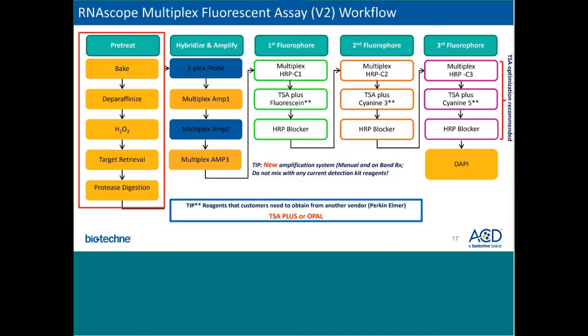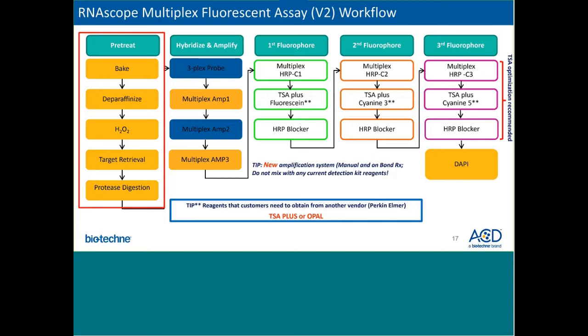Here's a more detailed workflow for the multiplex fluorescent V2 assay. Similar to the previous workflow diagrams, pretreatment is completed first, followed by the target probe hybridization and subsequent amplification steps. This differs from the previous multiplex fluorescent assay, as each channel is developed sequentially. The AMP1, 2, and 3 steps are a pooled combination of the preamplifier and amplifier molecules so that the amplification trees for the different channels can be formed simultaneously.